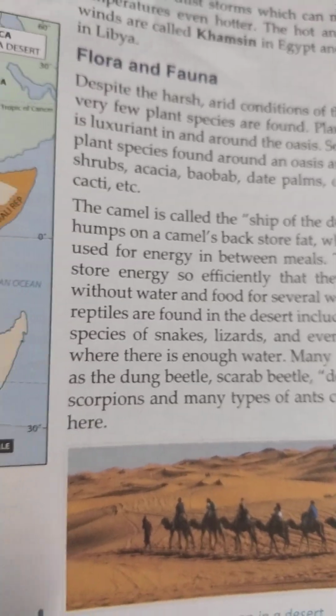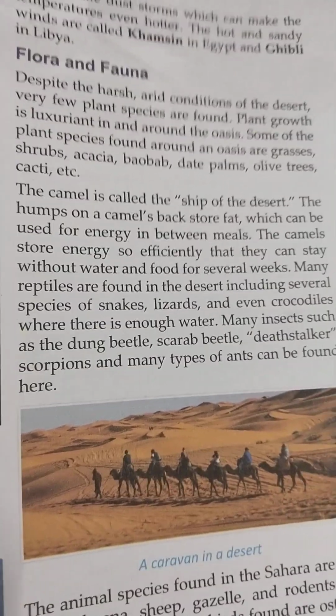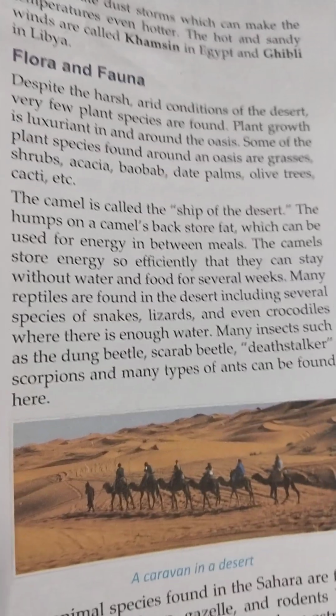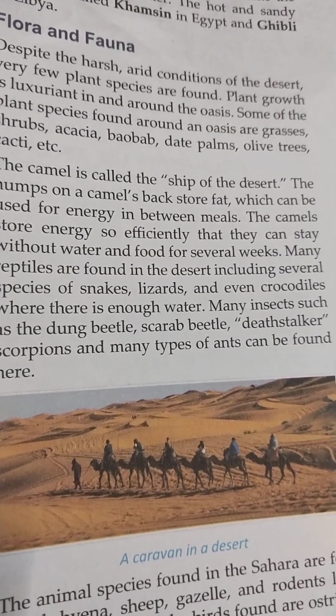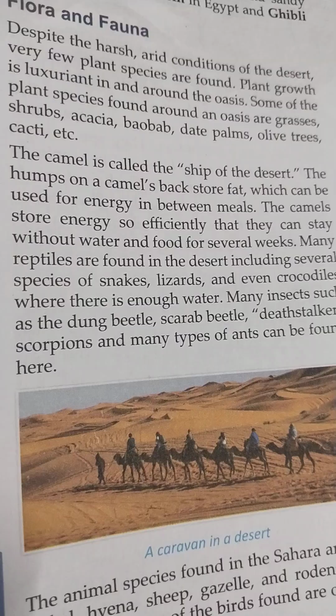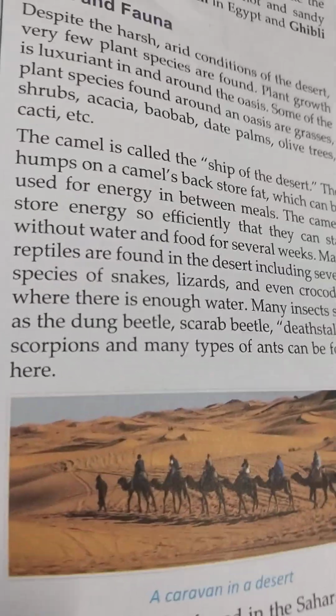Now we will study about the flora and fauna of the Sahara Desert. Now in the Sahara Desert, children, you know that the climate is very harsh. Okay, so there is scarcity of vegetation also there.